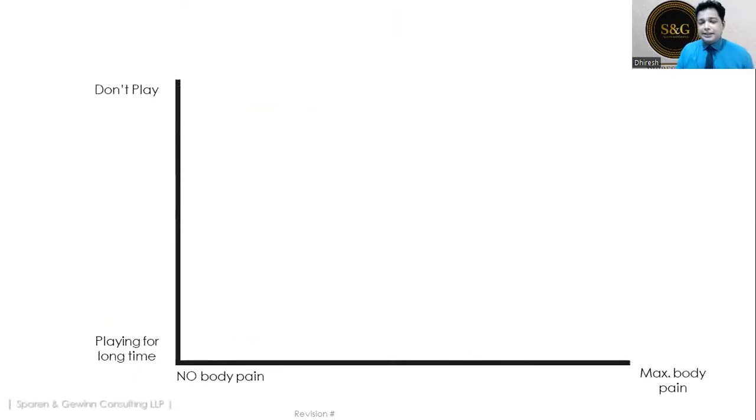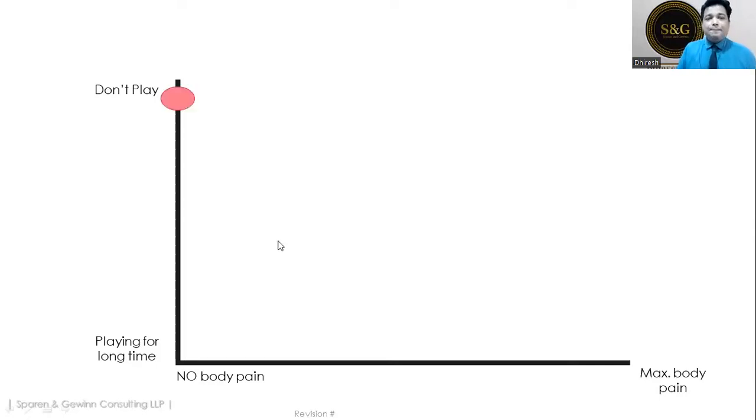Now let's understand this in a larger perspective. On the y-axis, we have playing time: don't play at the top, and playing longer time toward the 0 point. On the x-axis, the horizontal axis, we have no body pain and maximum body pain. So let's map each other.